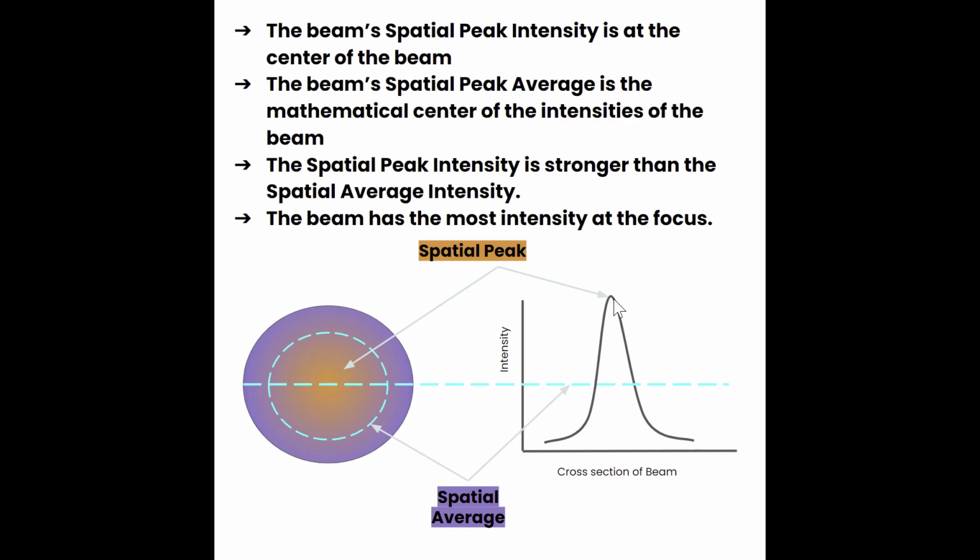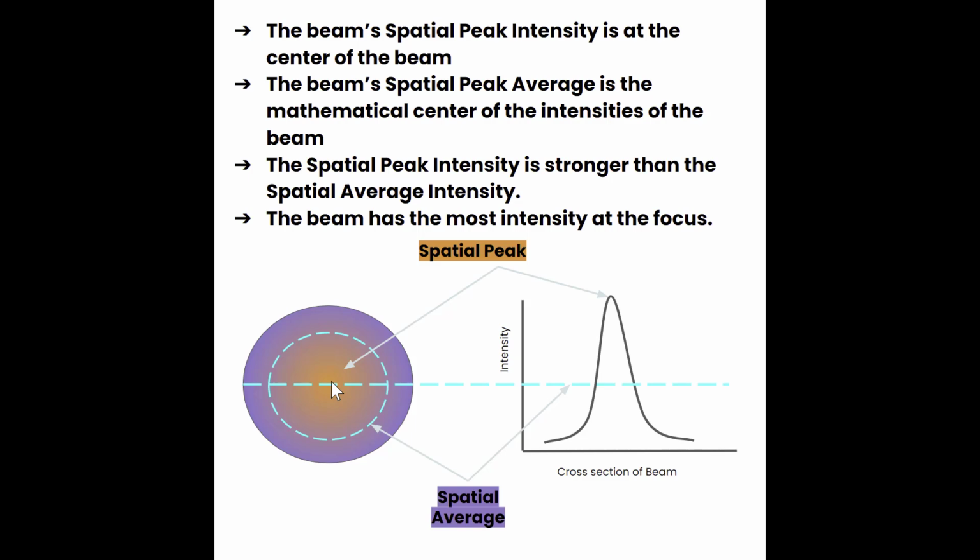Now we also have the spatial average, and the spatial average in this image is depicted by the more purple area. Now the spatial average is not the very edge of the beam, and it's not the very center of the beam, but it's the mathematical middle of the intensities found in this beam.